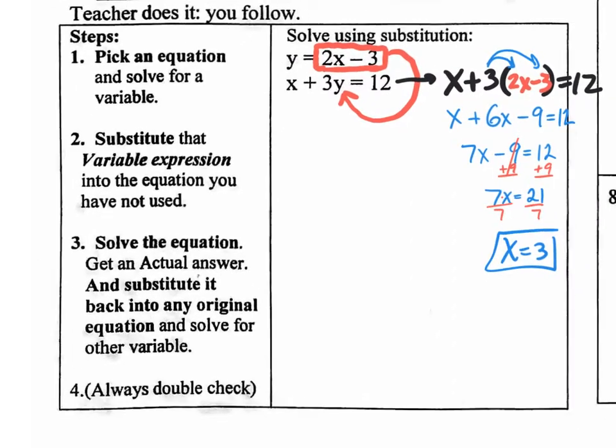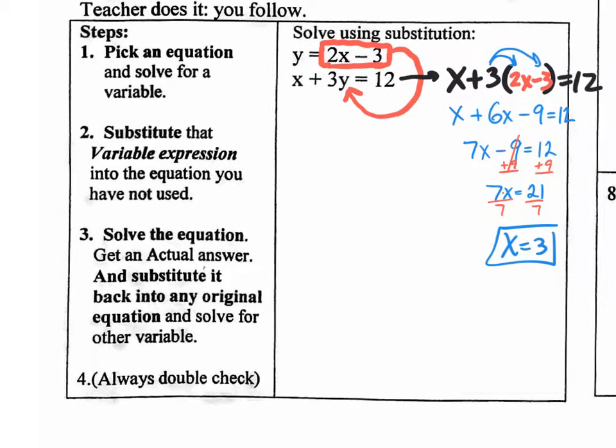I kind of didn't follow along with the steps, I'm sorry. So step 1 was to pick an equation and solve for a variable. We picked the top equation because y is already by itself. Step 2, substitute that variable expression, this guy right here, into the equation you have not used, which is the bottom one. Why am I plugging it into y? Because it says y equals that stuff. So y is that stuff, so we plug in that stuff right there in for y.